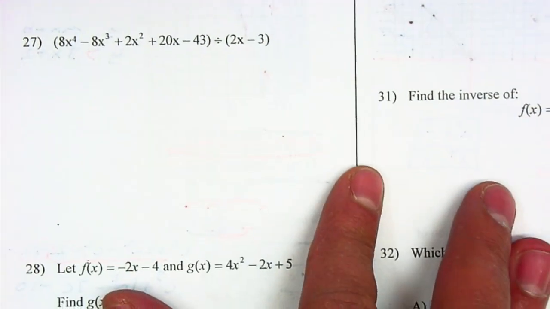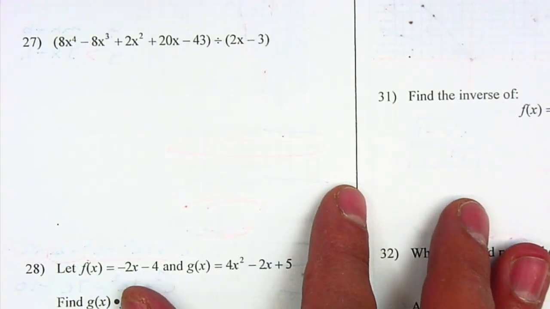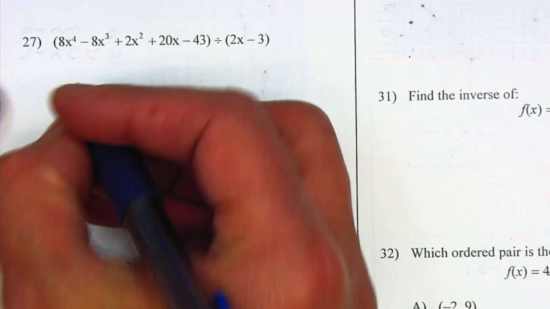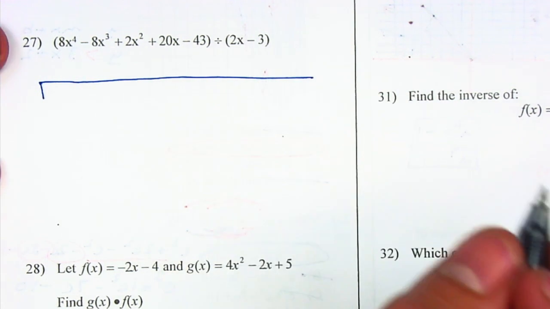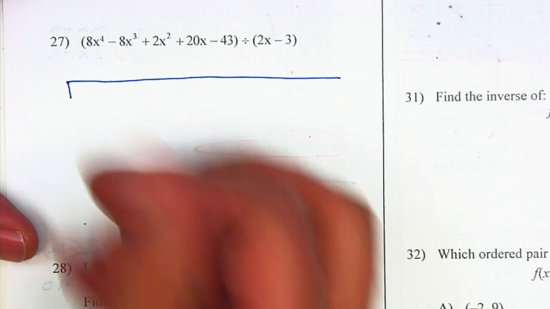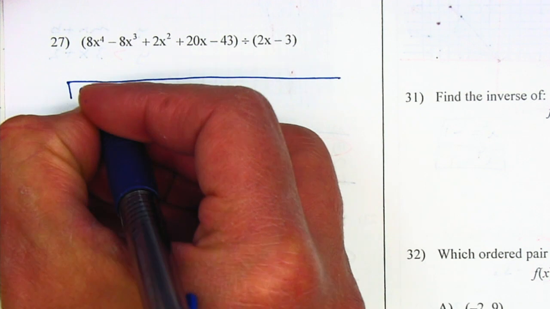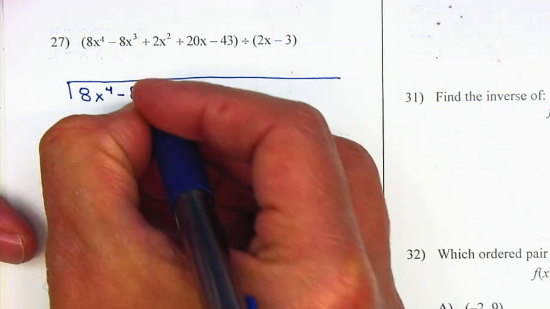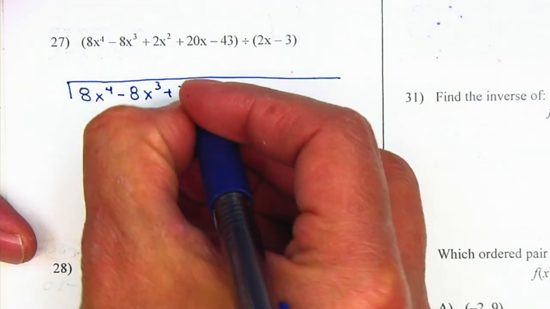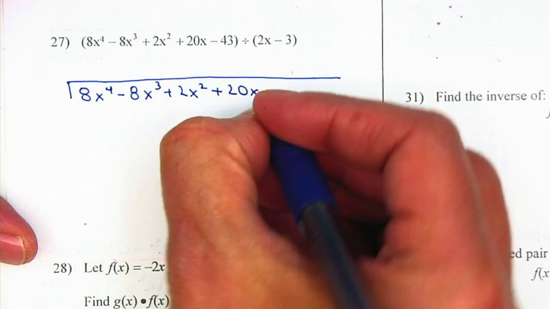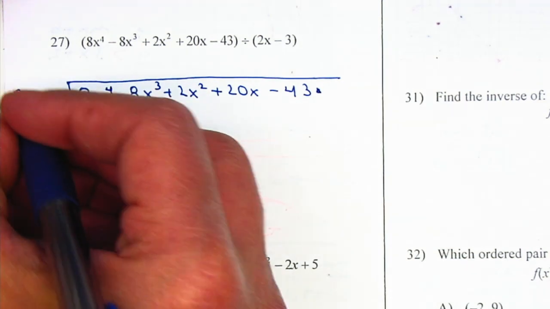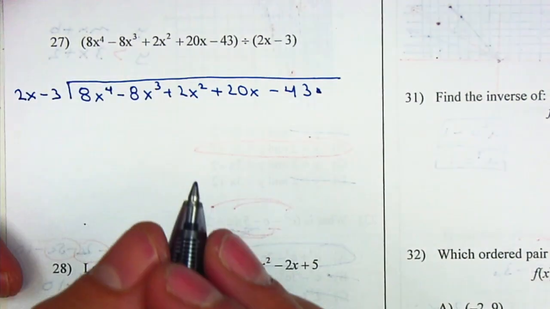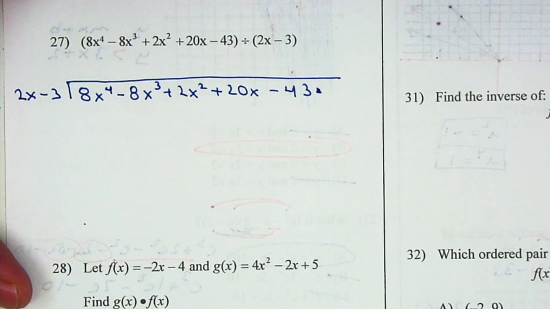27. On 27, we have another division problem, just like the one that we did a few minutes ago. Long division, so just be careful, make sure to write small. Inside, we have 8x to the 4th minus 8x to the 3rd plus 2x squared plus 20x minus 43. On the divisor, we have 2x minus 3. Let's go and start the process.